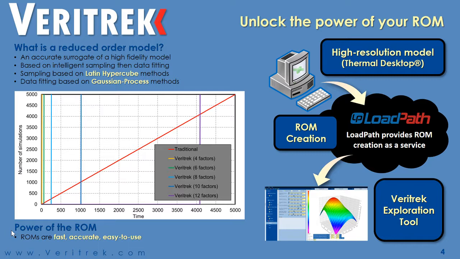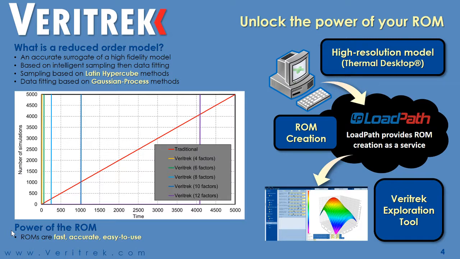So what is a reduced order model? It's an accurate surrogate of a high fidelity or thermal desktop model. How we achieve this is by using intelligent sampling and then data fitting. Our sampling methods are based on Latin hypercubes, and data fitting is based on Gaussian process methods.